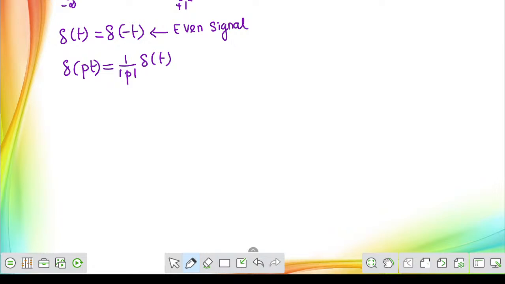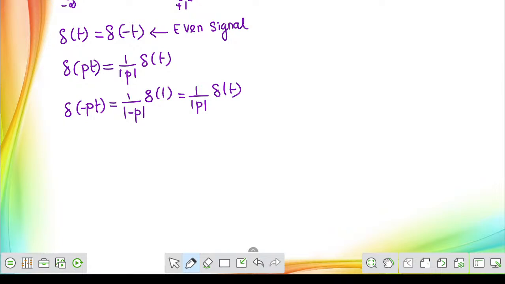So this is another most important property, of course often asked in the examination also. Suppose in place of p, it is given as del of minus pt. Then what should I write? You can write the same answer. Still it is going to be 1 upon mod of minus p into del of t only. So your answer is going to be 1 upon mod p, since mod of minus p and mod of p are both the same, no sir? Del of p into del of t.